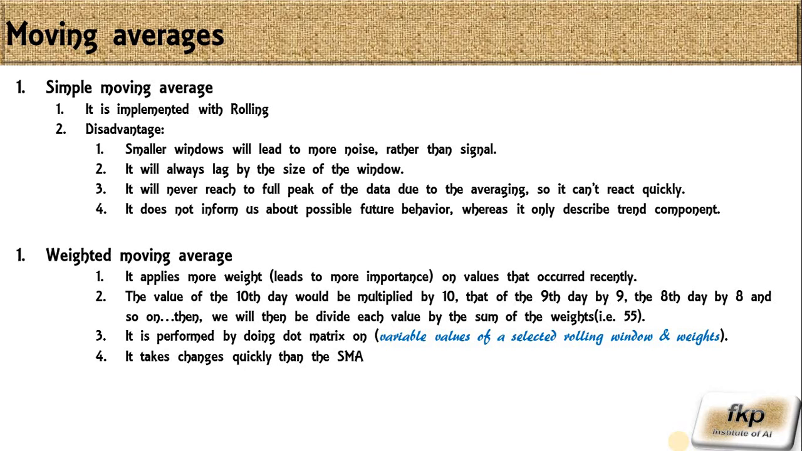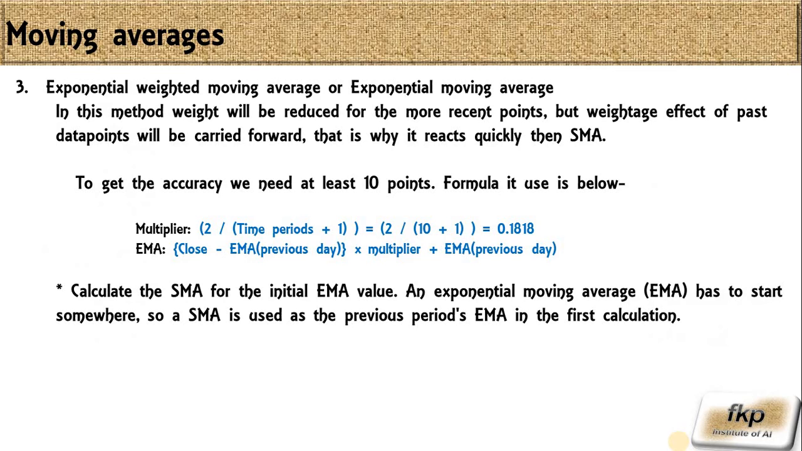Okay, how will it be performed? It uses the dot product of the values of the variable and the weights. The benefit of the weighted moving average is that it reacts to changes more quickly than a simple moving average. Let's see the third one.